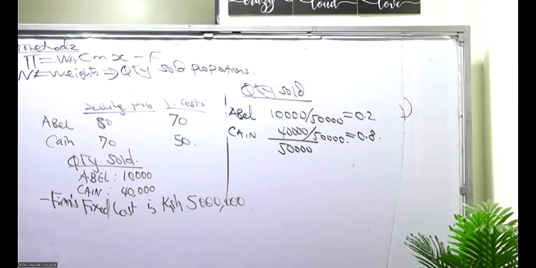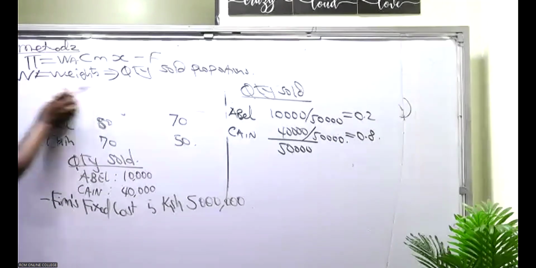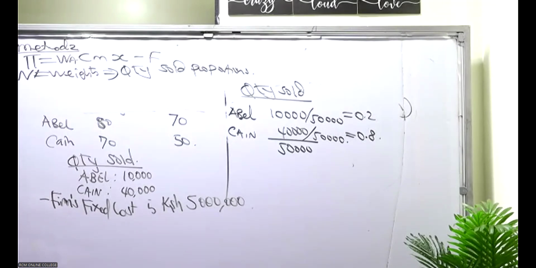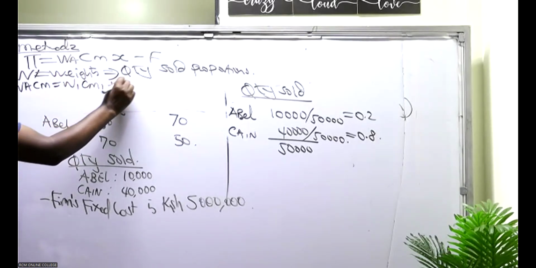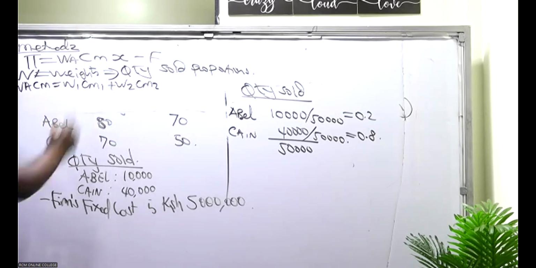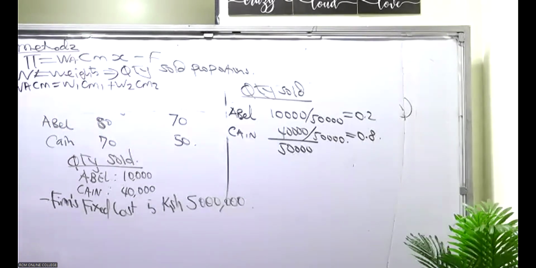So the quantity sold proportions, once I have them. But first of all, are we together up to here? Are we together, ladies and gentlemen? This method 2, up to here, are we together? Great. Then comes this WACM, the weighted average contribution margin. So this will be weight 1 times contribution margin 1, plus weight 2 times contribution margin 2. There are only 2 products.